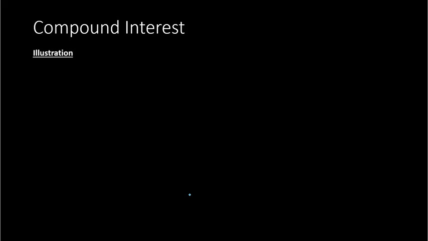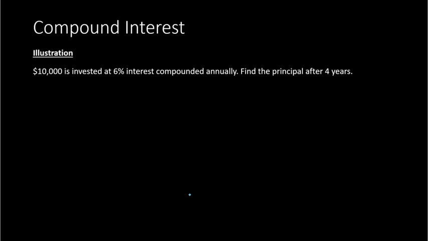To illustrate this, let's say we had $10,000 invested at 6% interest compounded annually, and you were to find the principal after 4 years. So to illustrate this, we can find the value at the end of 1 year by taking the principal, the amount that we started with, then adding in the interest that we earned. So the principal is going to be this entire amount, this 100% of the amount invested. So the principal is 100%. It is all of this.